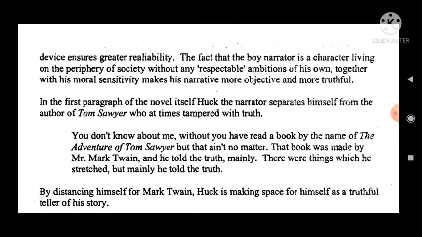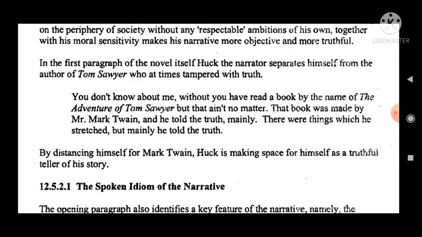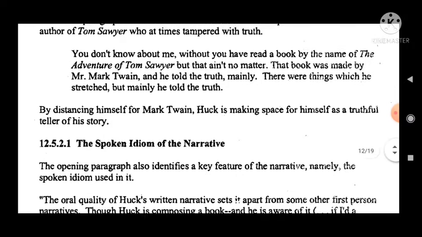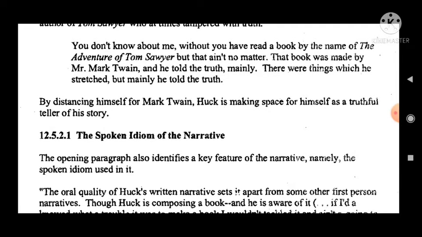In the first paragraph of the novel itself, Huck, the narrator, separates himself from the author of Tom Sawyer, who at times tampered with truth. "You don't know about me without you have read a book by the name of The Adventures of Tom Sawyer, but that ain't no matter. That book was made by Mr. Mark Twain, and he told the truth mainly. There was things which he stretched, but mainly he told the truth." By distancing himself from Mark Twain, Huck is making space for himself as a truthful teller of his story.